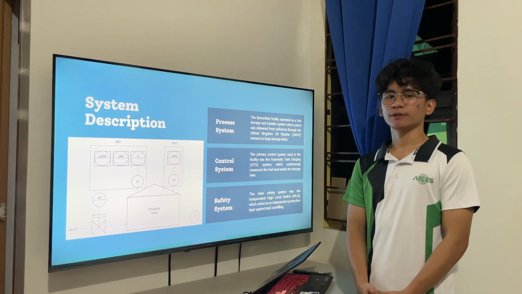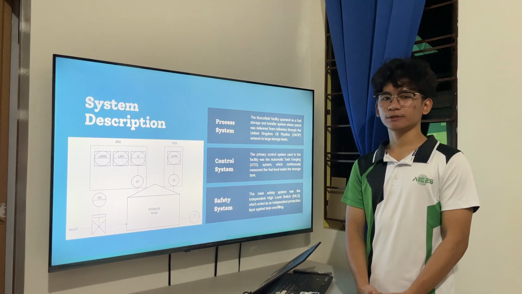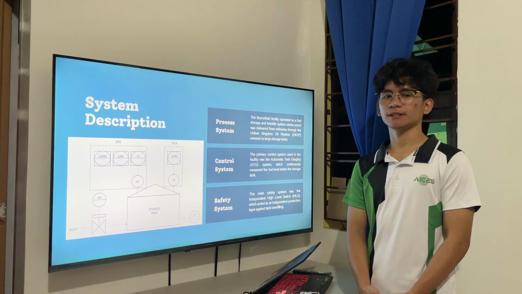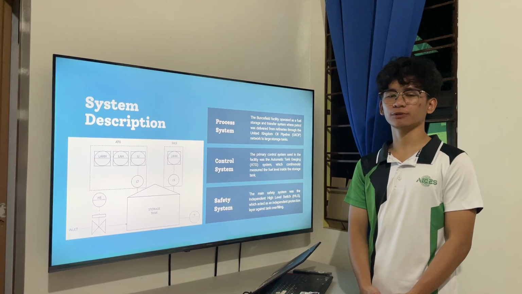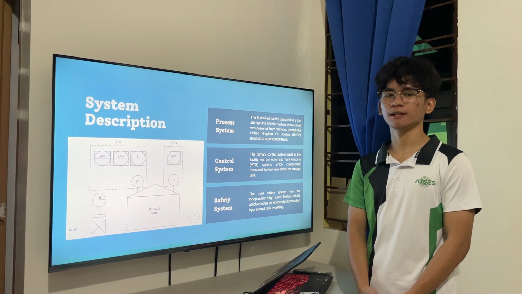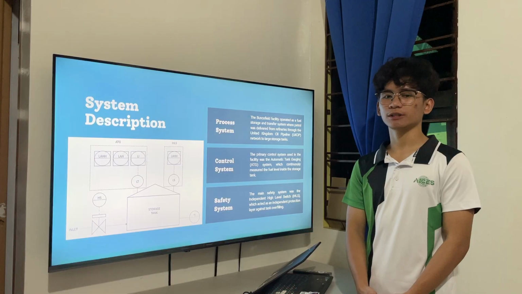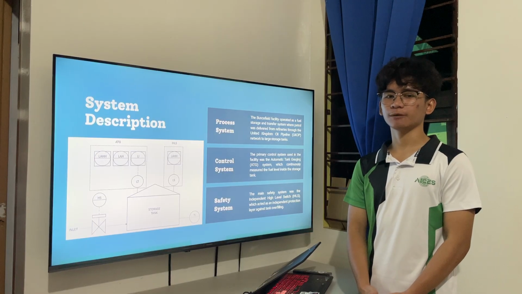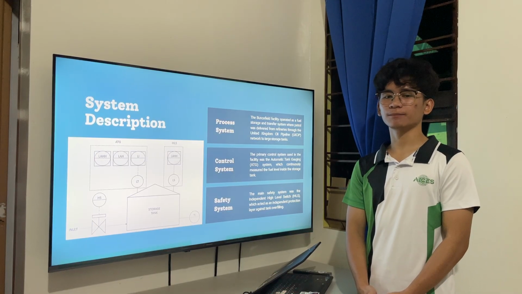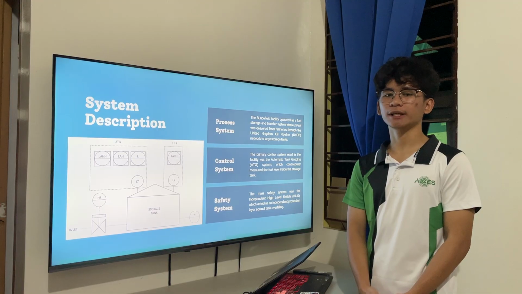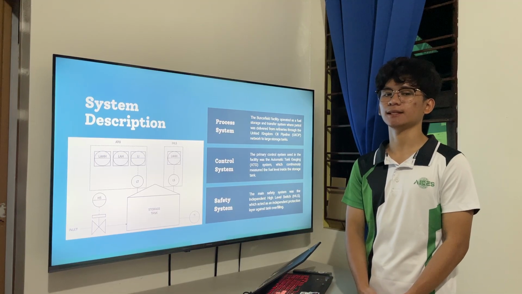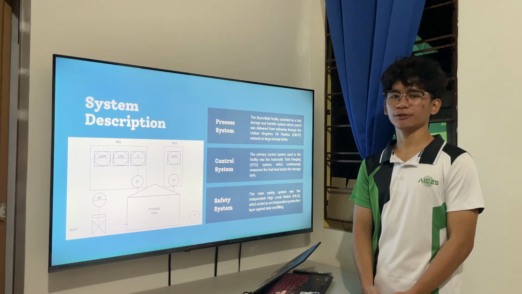The process starts when fluid flows through inlet pipelines and manifolds into the storage tank, where it is temporarily held before being distributed to customers through tanker loading facilities. During operation, the system relied on proper flow control and level monitoring to ensure the tank did not exceed its safe storage capacity. The next is the control system.